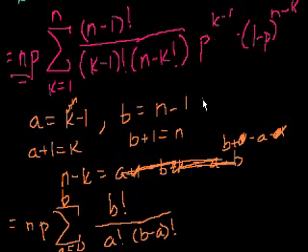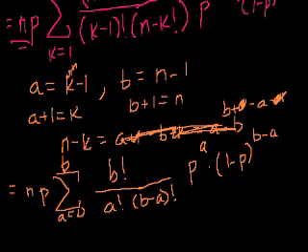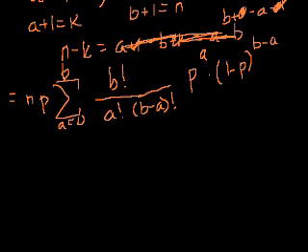factorial. And then p to the k minus 1. K minus 1 is a, so p to the a. And then times 1 minus p to the n minus k. We already showed that n minus k is the same thing as b minus a. And here, we're pretty much done now, what is this right here?